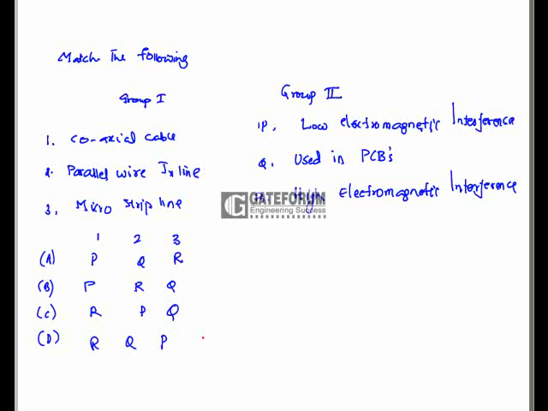Match group 1 with group 2: coaxial cable, parallel wire transmission line and microstrip line. In coaxial cable, shielding is provided, hence there is low electromagnetic interference, whereas a parallel wire transmission line has high electromagnetic interference. Microstrip lines are preferred in printed circuit boards, that is PCB. So 1-P, 2-R and 3-Q, that is option B is correct.